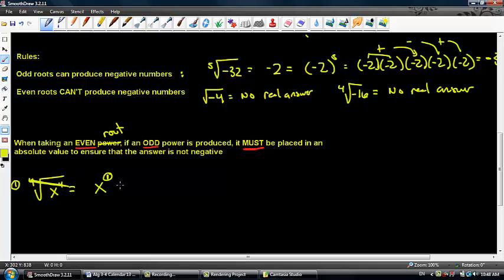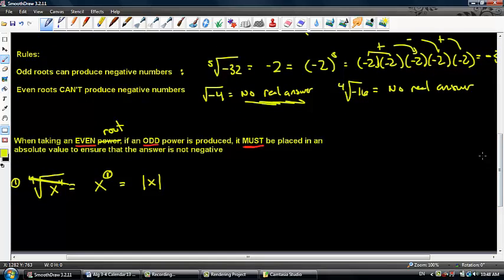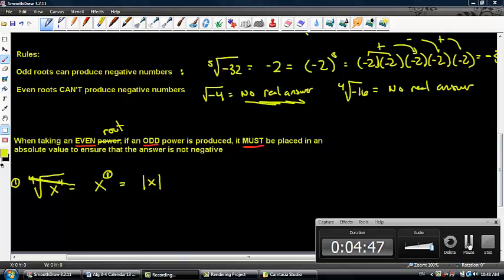Where was I? I took the even root of a number. I produced an odd power, which means that I need to place that odd power in absolute value, because I need to make sure that x was positive the whole time, because if x was negative, we would have had no real answer. So just keep that in mind. Make sure that any odd powers that result from an even root, you've got to put them in absolute value. Sometimes the book's going to jump around about that, but just to be on the safe side, we'll always put them in absolute value. All right? Hang on.